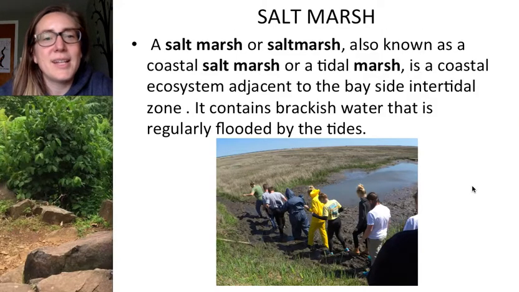All right, next one, the salt marsh. The salt marsh is an area that's going to be on that bay side. It's on the back of the island. It's also known as a coastal salt marsh or tidal marsh because, again, this is going to have an intertidal zone for itself. And this is going to be adjacent to the bay side of the intertidal zone. So you have the two different intertidal zones on the ocean and the bay side. This one's going to be right next to the bay side.